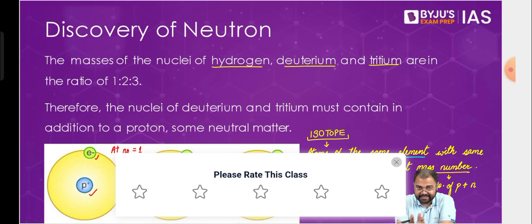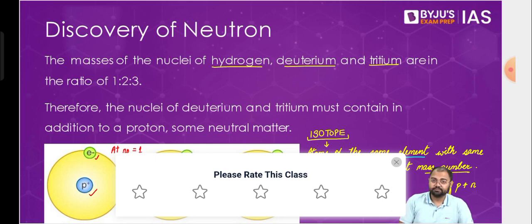While analyzing all these isotopes of hydrogen, we found that their masses are in the ratio of 1:2:3. Until now we knew there were electrons and protons, and nothing else. If there are only protons and electrons, how is it possible that the masses are in the ratio of 1:2:3? That ratio means that deuterium and tritium have something extra adding to the whole-number mass.